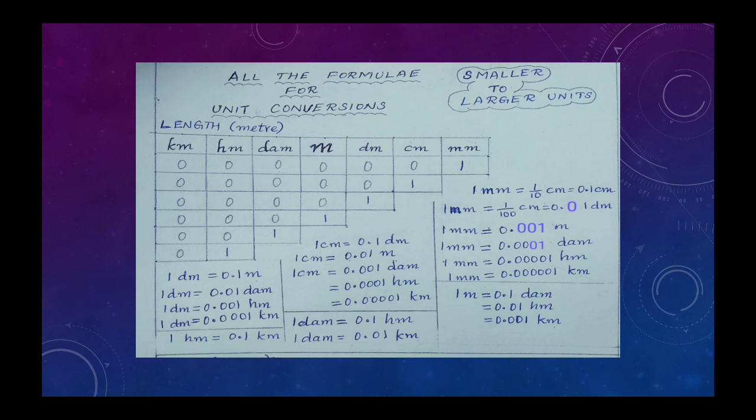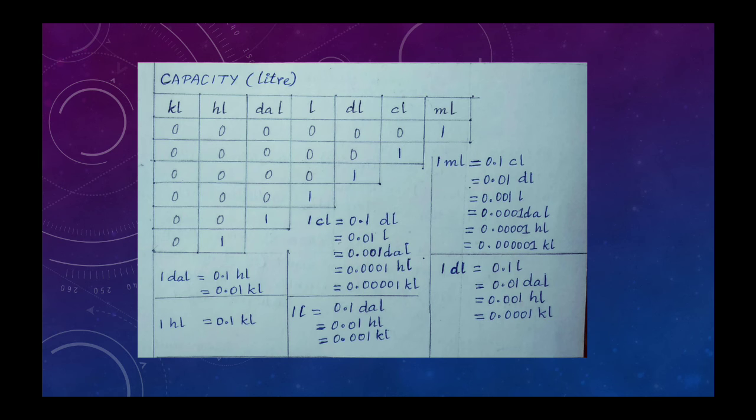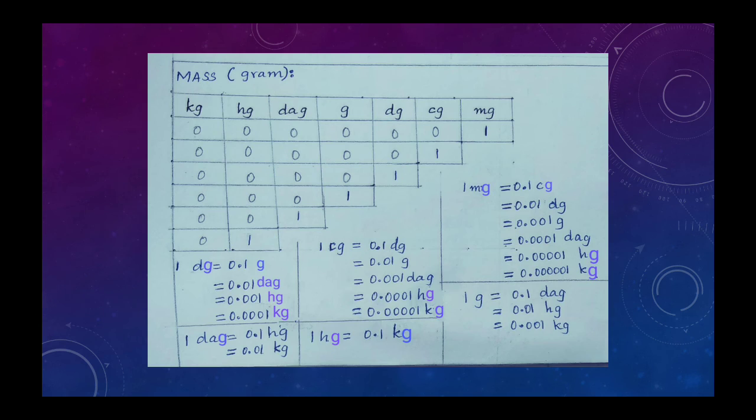In the same way, you can do the conversions for capacity whose base unit is liter and mass whose base unit is gram. See, 1 gram is equal to 0.1 decagram. 1 gram is equal to 0.01 hectogram. 1 gram is equal to 0.001 kilogram. Okay.